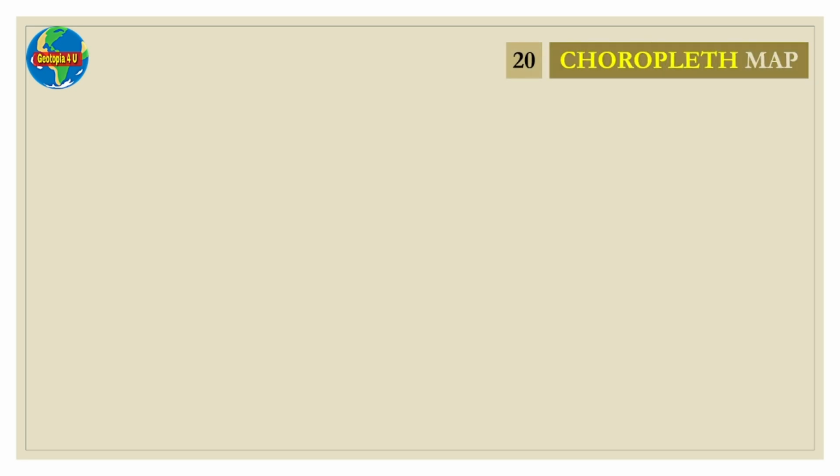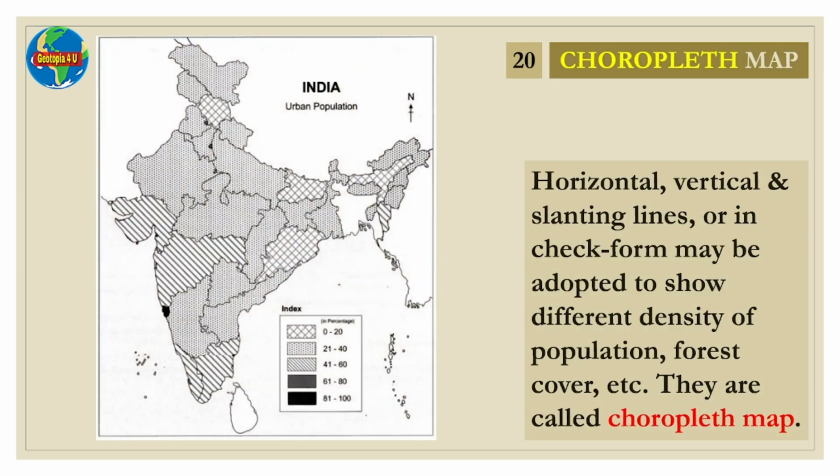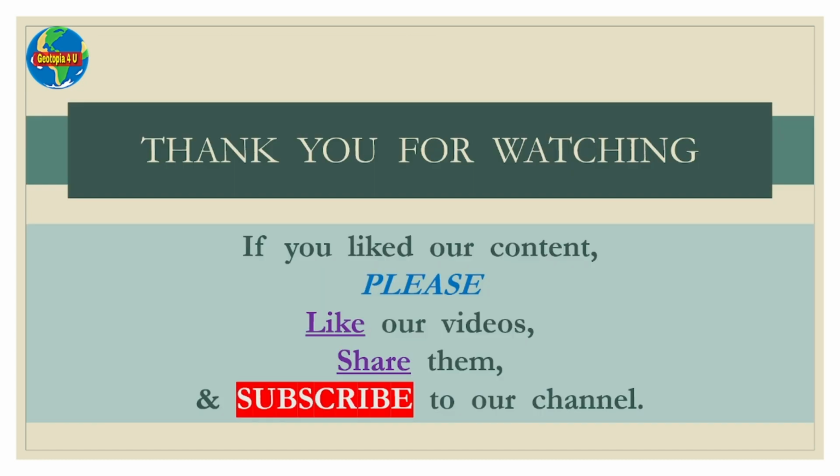Number 20. Choropleth map. Horizontal, vertical, and slanting lines or a check format may be adopted to show different densities of population, forest cover, etc. They are called choropleth maps.